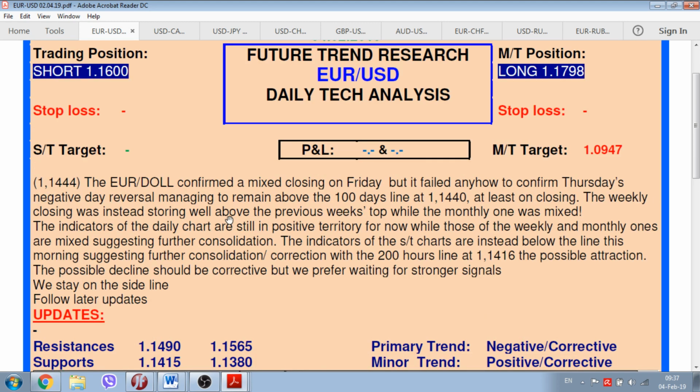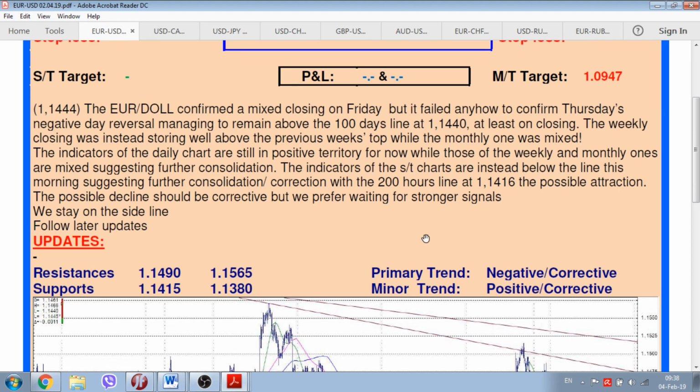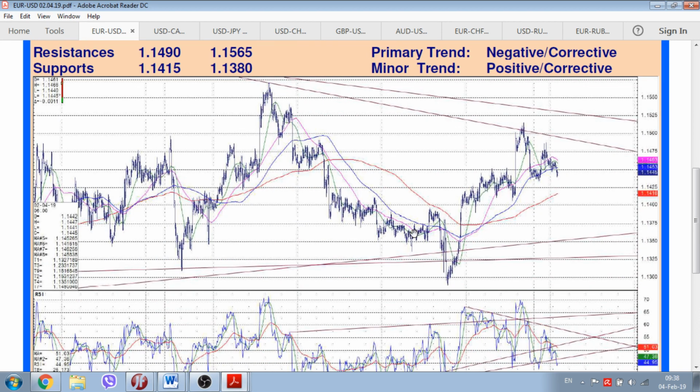As you could see, FutureTrendResearch still has a short position at 116 and the long aggregated one at 117.98, and that's explainable because at the moment the euro dollar continues to trade sideways in a very tight range, and it's really very hard to understand and predict where the currency will go next. As regarding how to trade the euro dollar, you could see that on your screens. As regarding the chart, resistances and supports, here they are.